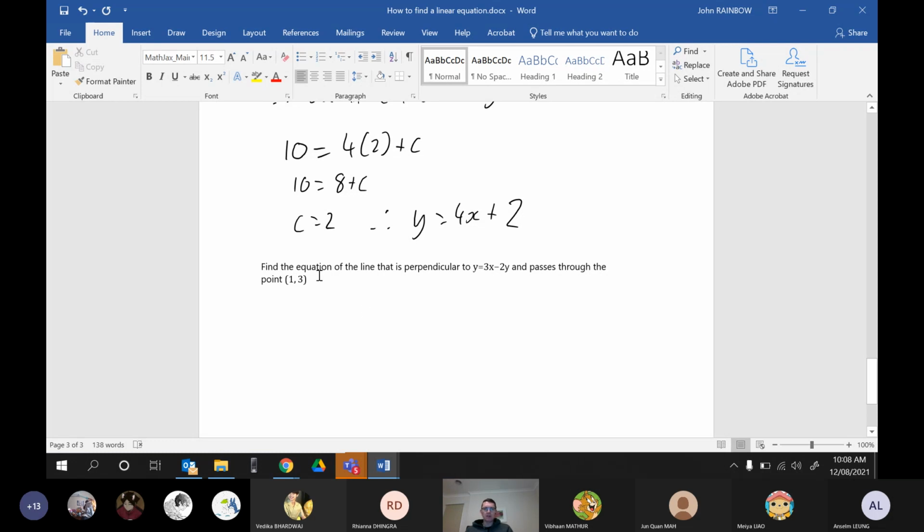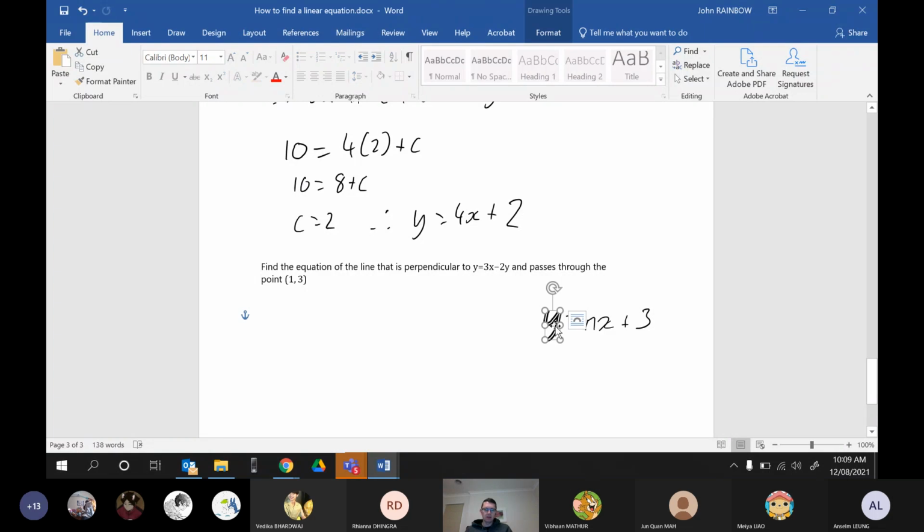Remember, if it was 0, 3, I already know my c value of the equation is going to be y equals mx plus 3 because it was 0, 3. So I just want to do this step and show you how to substitute it in. Sometimes you don't need to substitute it in. In that case, you don't. I'm just going to delete this stuff though.